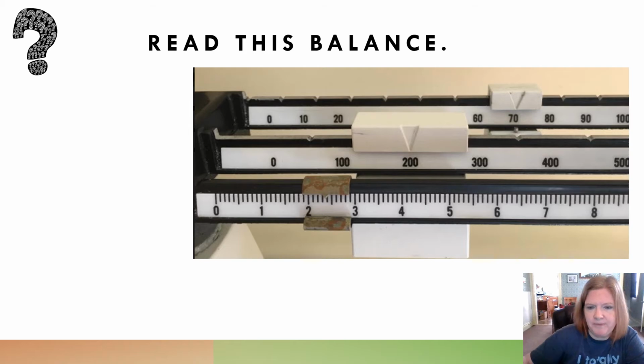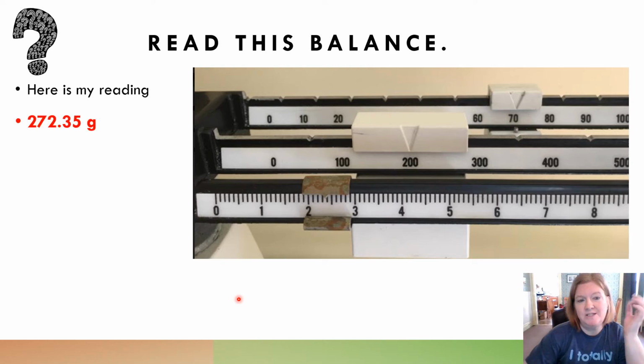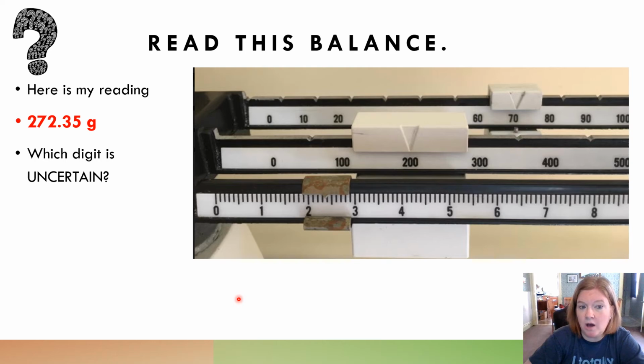All right, so let's read this balance. What do I have? So I have 272, okay, 0.1, 0.2, 0.3. So I'm reading it as 272.3, and I'm going to say 0.5. Like that's halfway between the 3 and the 4. Okay, but which digit is uncertain? That's the 5, that last digit right here, this one.